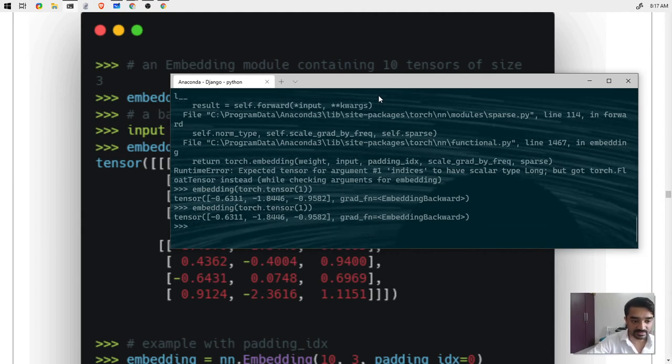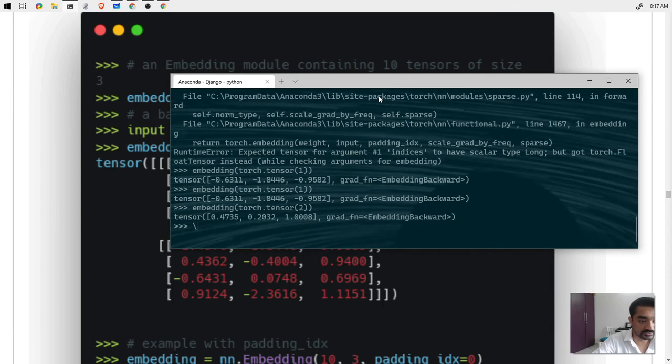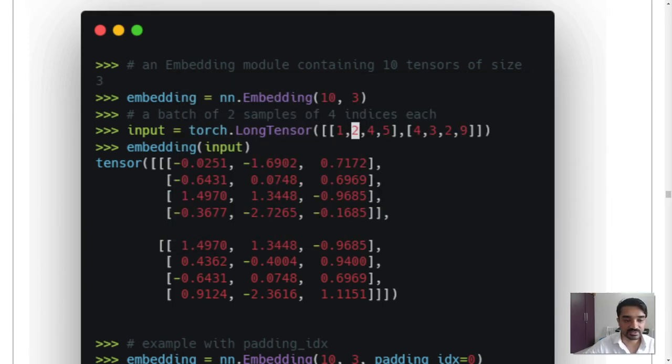It gives me the same number again. If I send 2, we get this particular number, and so on. Okay, so that is what is happening right now. But I want you to focus on the first input vector which goes in. We have 1, 2, 4 and 3. So 1 goes inside the embedding, and we get 0.0251, minus 1.609 and 0.172.